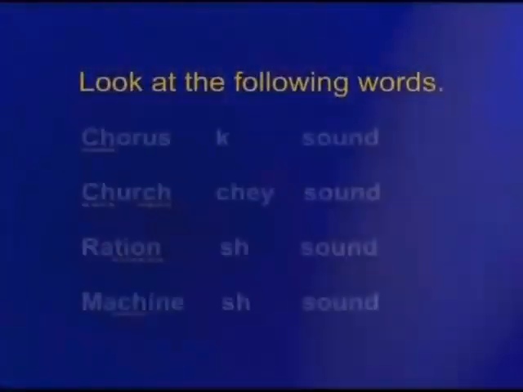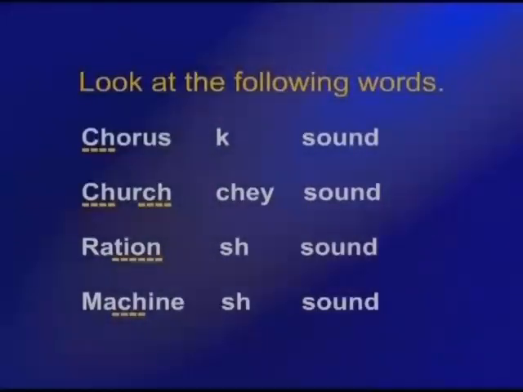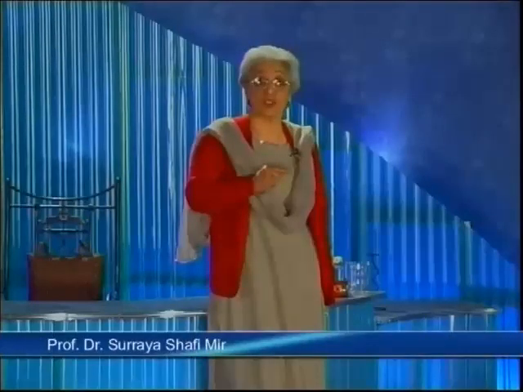Now, if you look at your screens, you will notice that I have written two words for you. The words are chorus and church. Chorus is spelled C-H-O-R-U-S. Church is also spelled C-H-U-R-C-H. In the first word, chorus, C-H has a K sound, K. In the second word, church, C-H has a Ch sound, Ch, like we have it in Urdu and Punjabi.